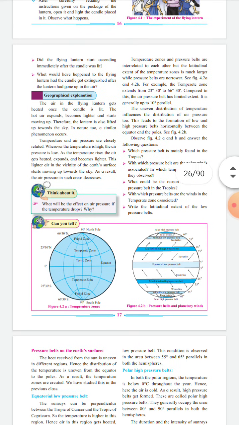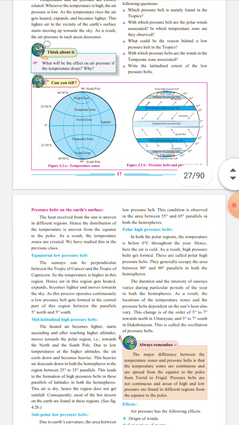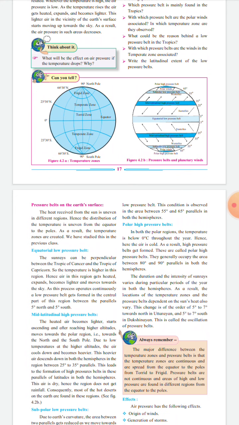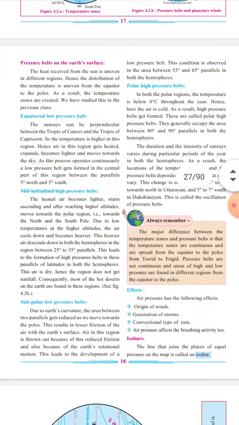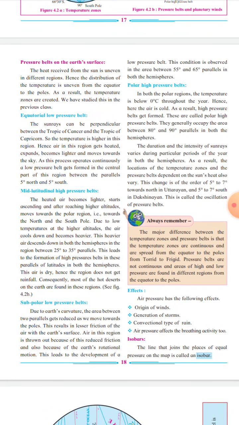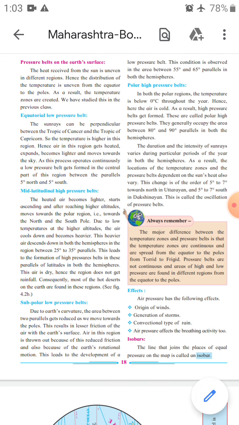So today we learn the next point, that is pressure belts on the earth's surface. Okay, see on page number 18. The heat received from the sun is uneven in different regions. We know heat received from the sun is uneven in different regions because the earth is oval in shape. Okay, that's why rays are not perpendicular in all the places.